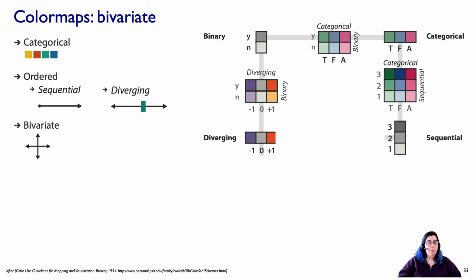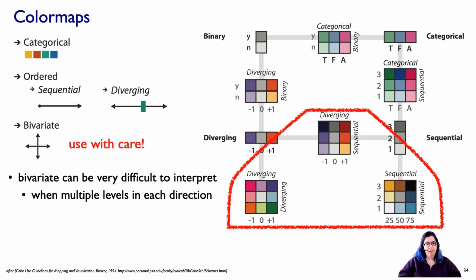Now, it's possible, but very tricky to really go further than binary, to have multiple steps in each of those two directions. It can be very difficult for people to interpret it. So people often use this sort of aspirationally, hoping that it's easy to understand, where in fact often it's not, even if people go back and look at the legend. So be careful with these complex bivariate maps that don't just have a binary value in one of the directions, but 3 or even more. These can be quite hard to interpret.